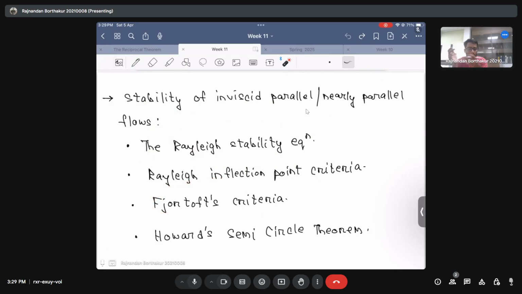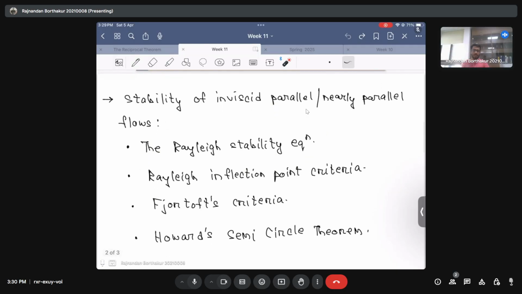And finally, we also have another criterion known as the Howard semicircle theorem. These are stability criteria which use the Rayleigh stability equation to determine whether a given base flow, so we'll see what a base flow is, but if we have a base flow, adding perturbations to this base flow makes the base flow unstable, or it leads to stability. So these are the things that we will see.